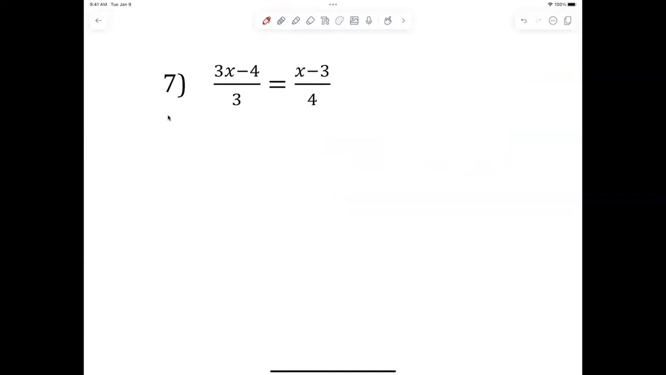Now we have a proportion. So we can just cross multiply. So everybody should have 4 parentheses. 3x minus 4 equals 3 parentheses x minus 3. Can you have it in the reverse order? That's what I just said. If you write it like this, does it matter?